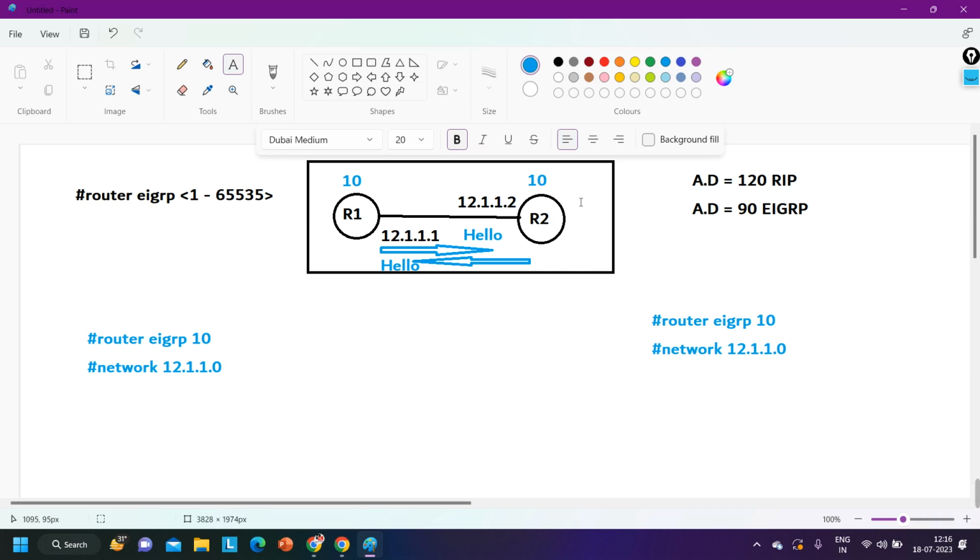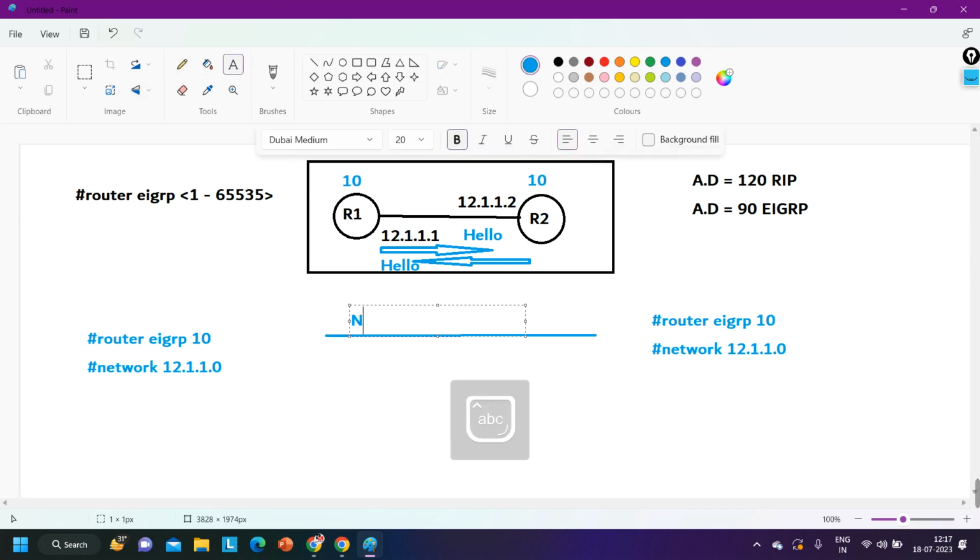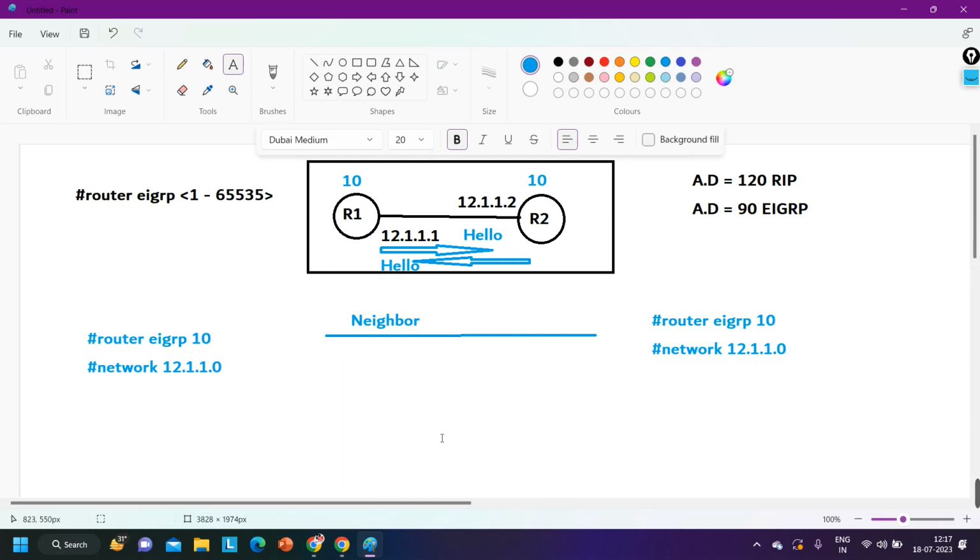Inside that hello message also the AS number is 10. Router 2 is also sending what AS number? 10. So both are sending the same autonomous system number. Am I right? Yes. So here both routers will become neighbors. Both routers will become neighbors first. Now who is the neighbor of router 1? The neighbor of router 1 is router 2. And who is the neighbor of router 2? Router 1. Done. And now let's say router 1 has some prefixes, 100 prefixes.